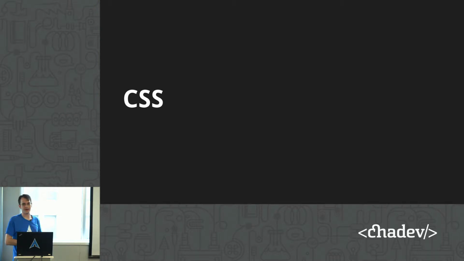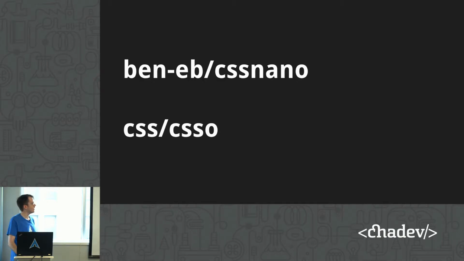CSS is our first example, Cascading Style Sheets. This is the stuff that gives you style on your websites. There's at least a couple of popular tools out there. This is the GitHub username and GitHub project name for each of these tools.